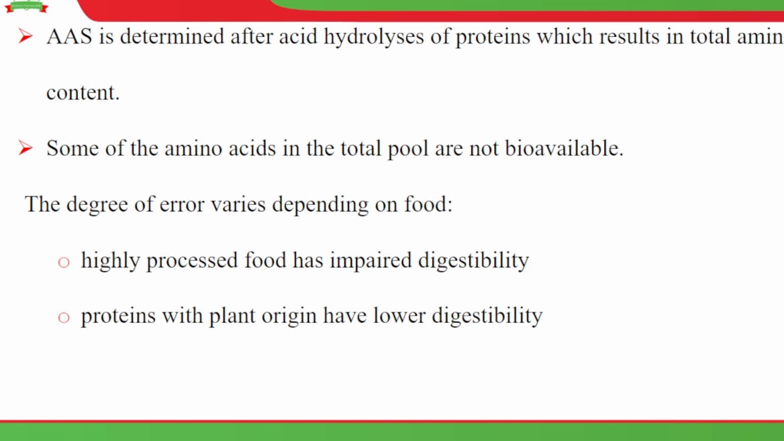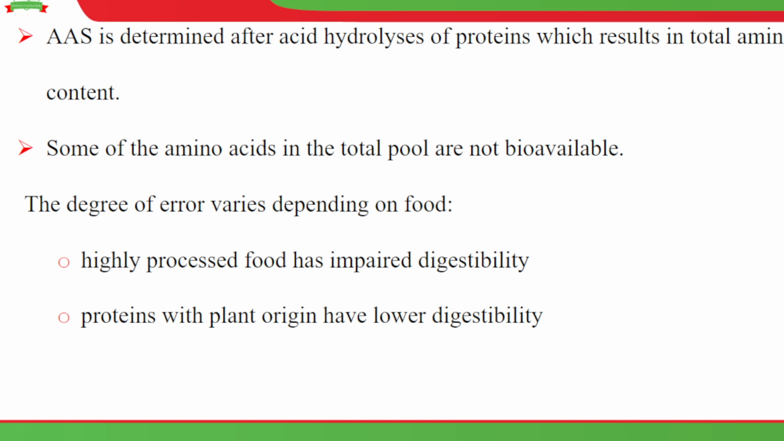Second is that some of the amino acids in the total pool are not bioavailable. You may measure an amino acid and yet some of them are not usable by the body. You've heard some of these rare amino acid stories. The degree of error varies depending on the food anyway. Highly processed foods have impaired digestibility. That's why most of these nutritionists would just tell you to eat whole foods. When food is processed, its digestibility is reduced or impaired.